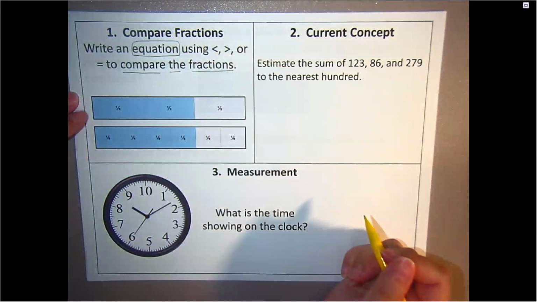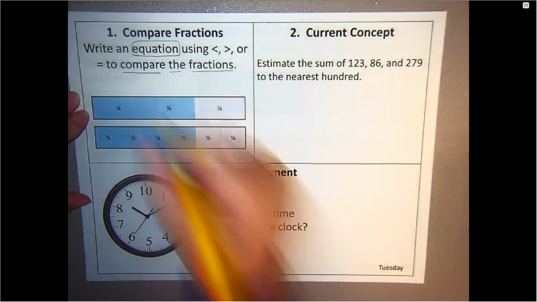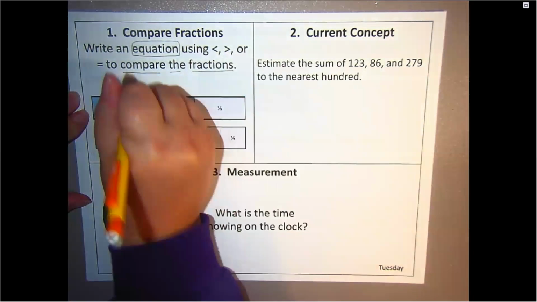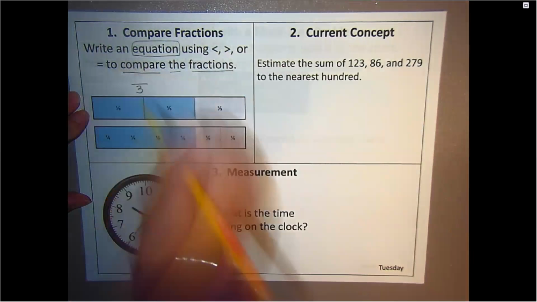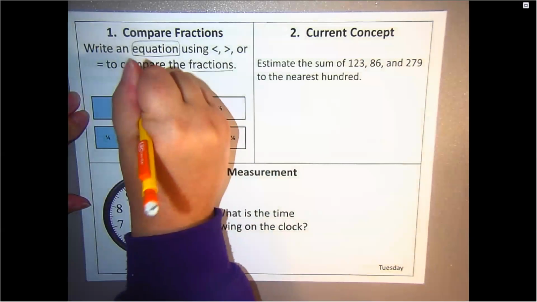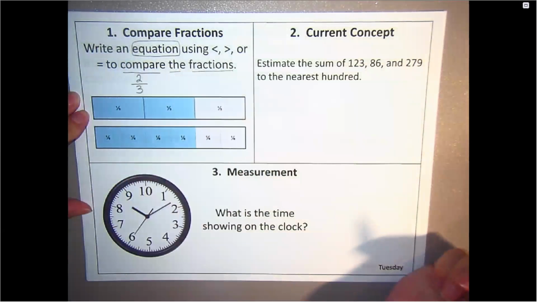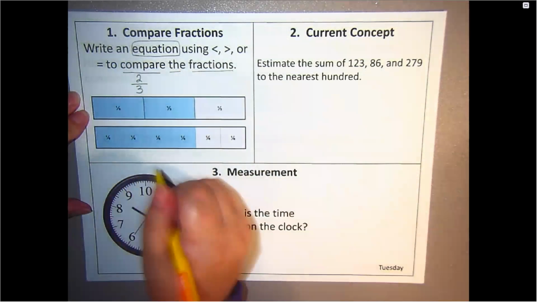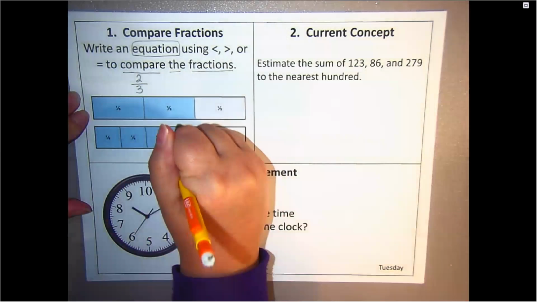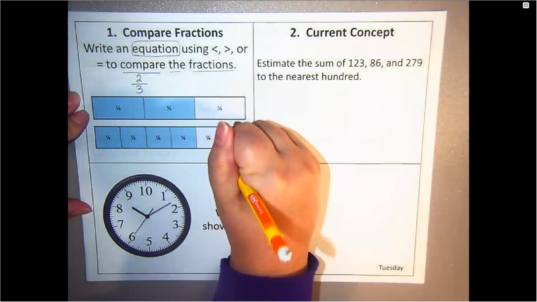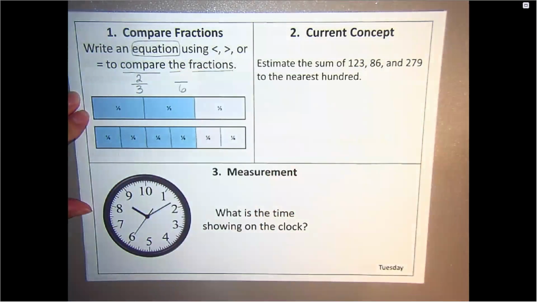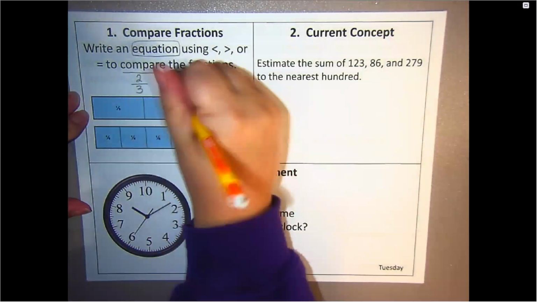Okay, so I have two fraction bars right here. The first one is divided into 3 equal parts, so I know my denominator is going to be 3. And 2 of them are shaded, so my fraction is 2/3. My second fraction bar is divided into 6 equal parts, so I know my denominator is going to be 6. And 4 of those parts are shaded.